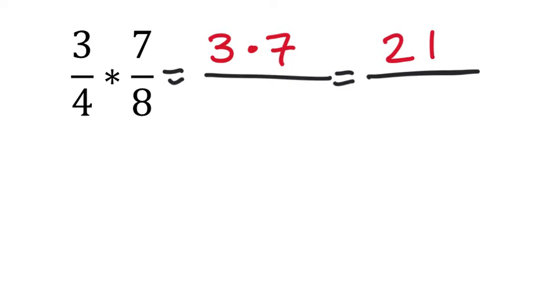So now with the denominators, right? We got denominators of 4 and 8. Let's go ahead and multiply those two together. 4 times 8 is 32. And then once again, we'd be looking to simplify this. So that's 21 over 32.